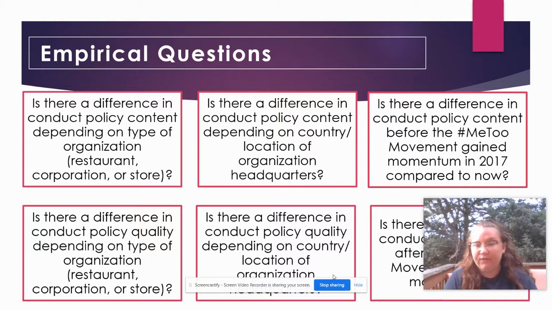And we looked at a couple different factors. The content based on the organization. So I looked at restaurants, corporations, and stores. Those are my empirical realizations of the variable of organization. And then the other one is I compared American-based companies to Canadian-based companies. So country was my other variable with empirical realizations of American and Canadian. I started this research with the goal to analyze the impact directly of the Me Too movement. I guess it's indirectly. I wanted to look at policies that were updated before 2017.